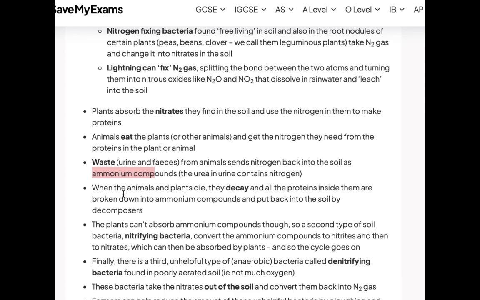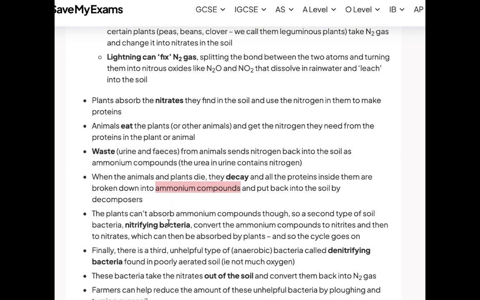Now, when the animals and the plants die, they decay and all the proteins inside them are broken down into ammonium also. So there are two ways in which ammonia compounds return to the soil: by the waste of the plants or of the animals, and also by the death of the plants and the animals, through the decomposers. Now when that happens, the plants can't absorb the ammonia compound directly. The plant cannot take the ammonia compound.